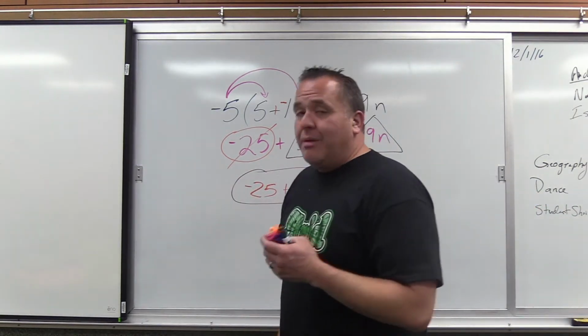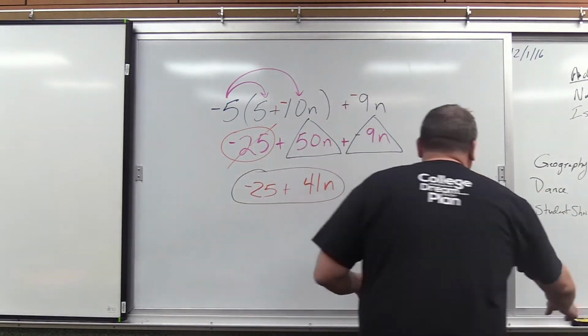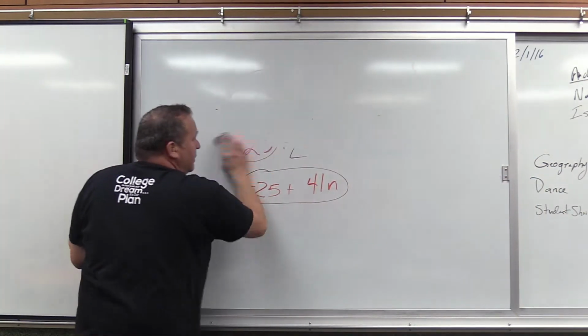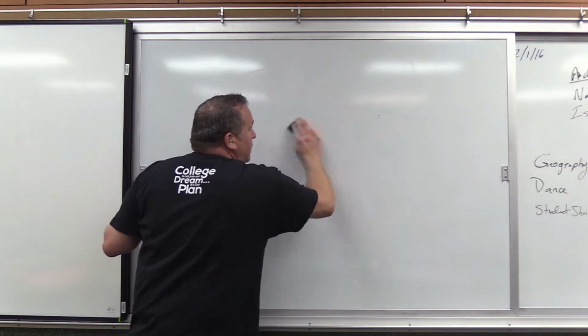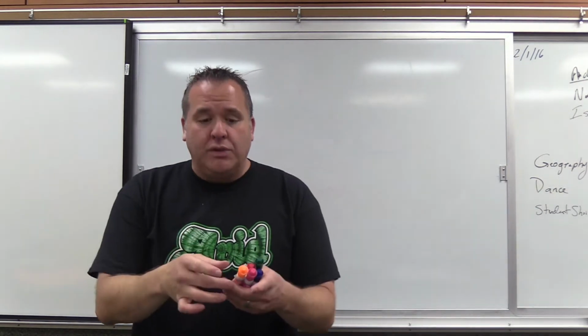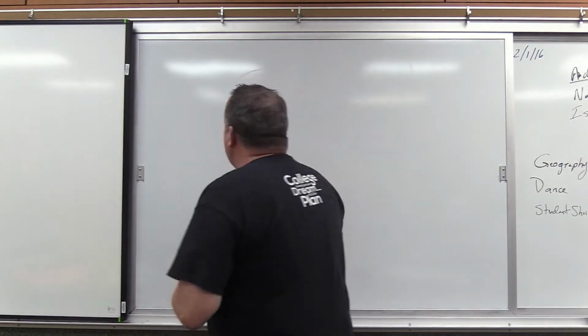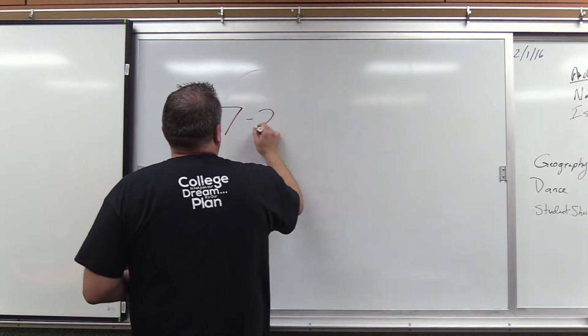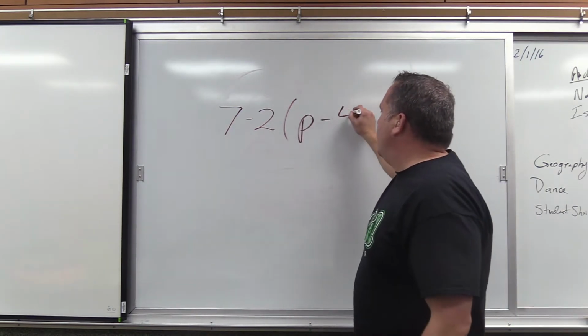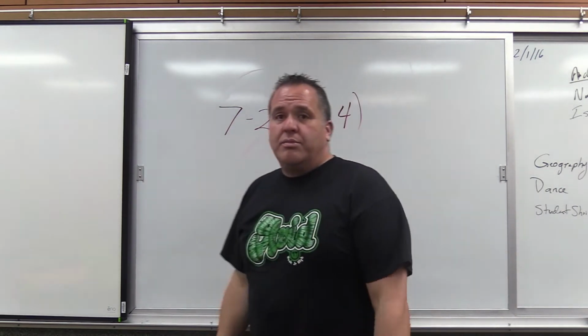This next one that I'm going to show you is very confusing to a lot of people. So everyone, let's erase this one real quick. All right, take a look at this next one. This one's confusing. Right here: 7 minus 2 times p minus 4. Now, this is number 2 on your problems there.